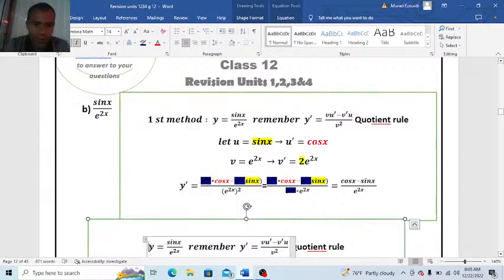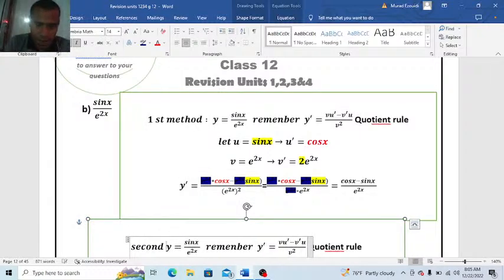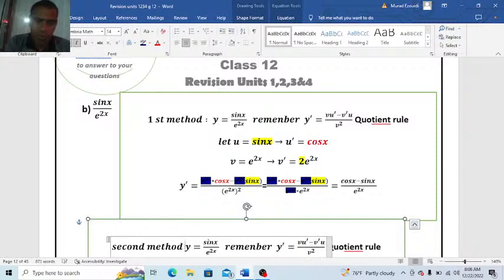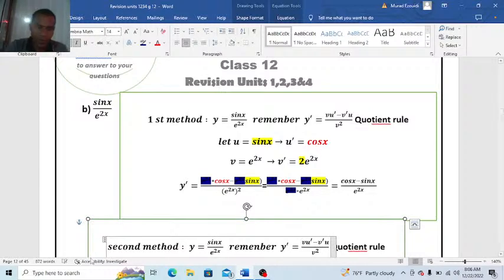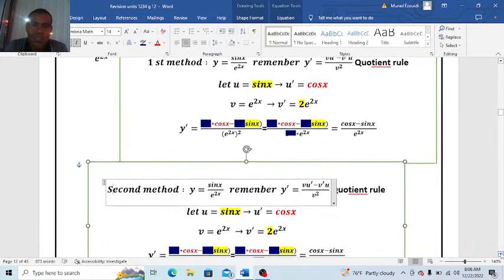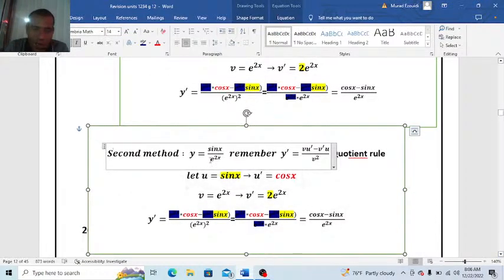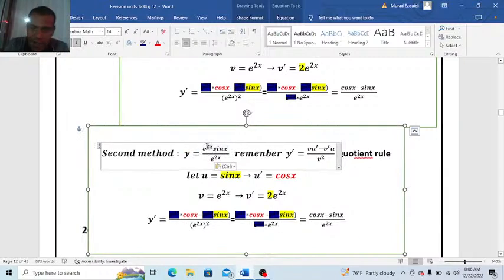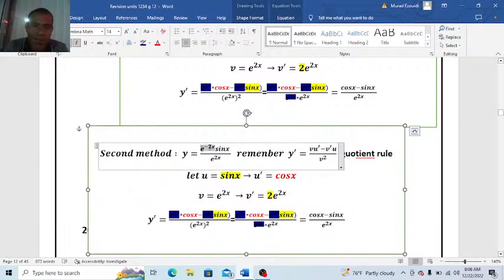Second method. I will use the product rule. Second method with the capital. Okay, so here, learners, it's very easy. I will just consider my equation as that. You see, exponential minus 2x will come up above this main division. It will be exponential minus 2x multiplied by sine of x.